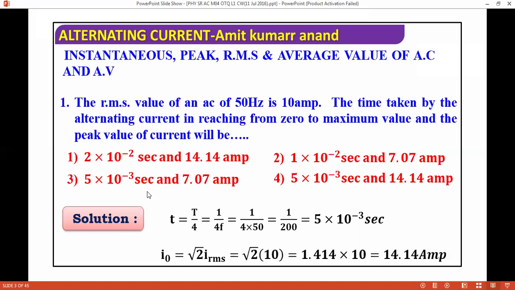And what is the maximum value? I naught is root 2 times IRMS. 10 ampere is the IRMS value here. 10 ampere is IRMS. From here you can get the answers.